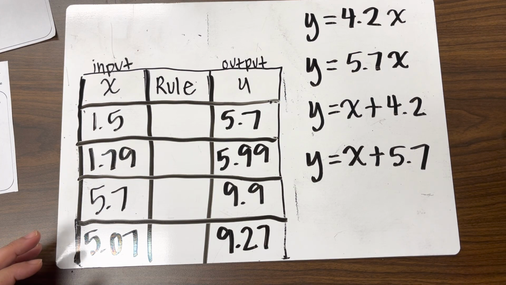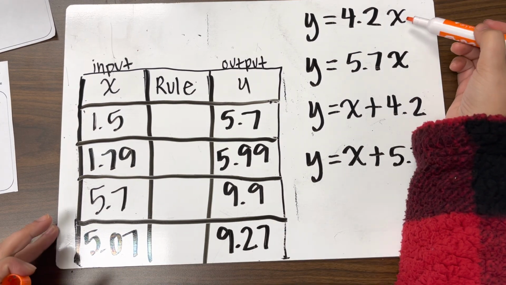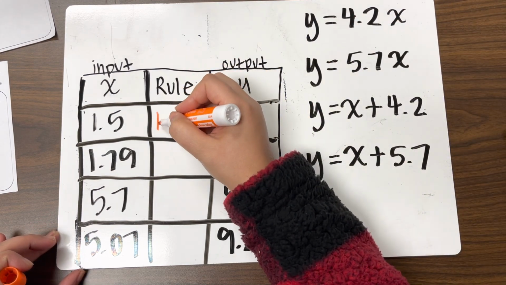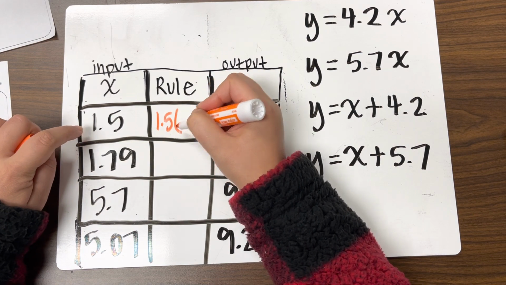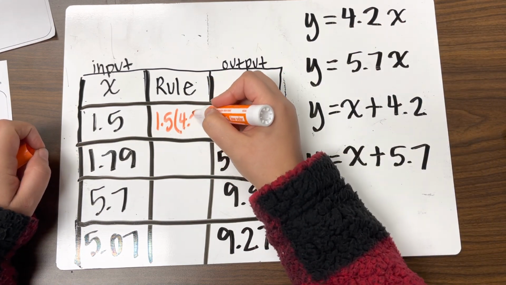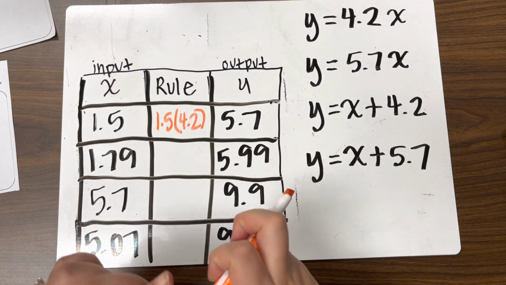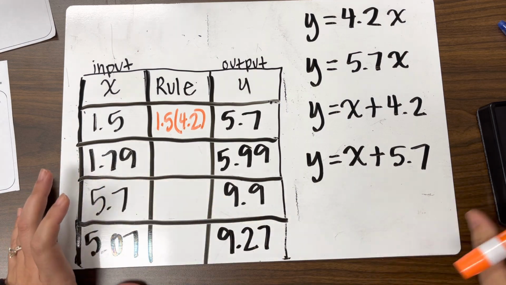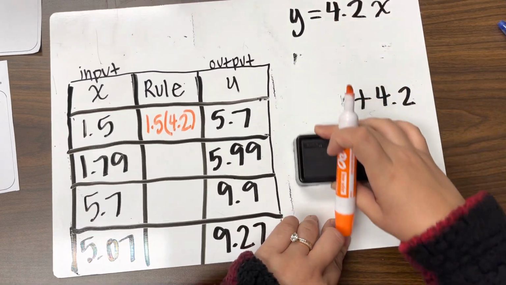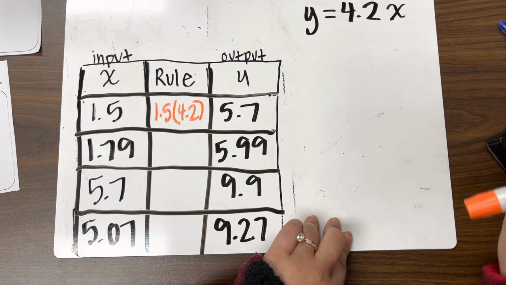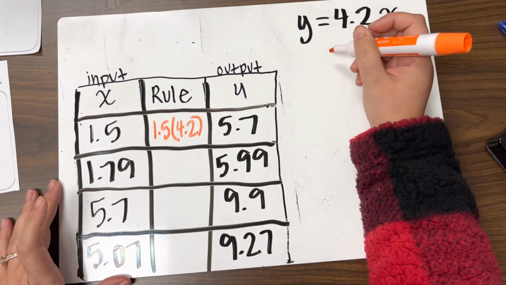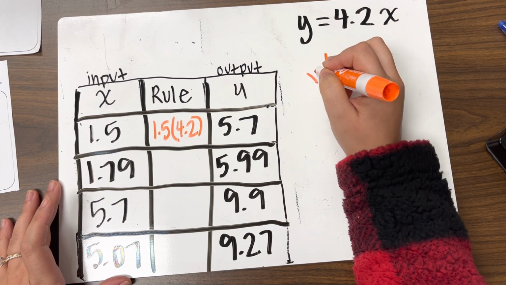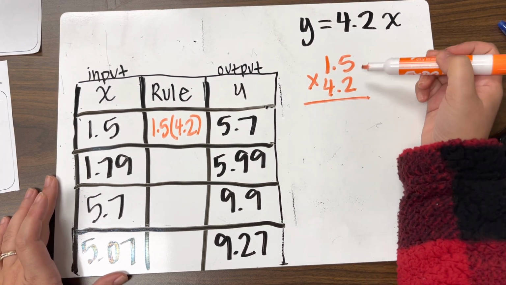So let's start with the first one up here, okay? So I would need to multiply 1.5 times 4.2 to see if I get it correct. So let's do that. I'm going to have to erase some of this and then we'll write it back up. Okay, so let's do it. 1.5 times 4.2. Okay, here we go.